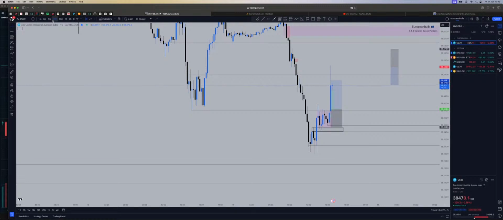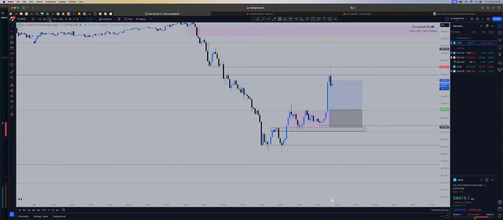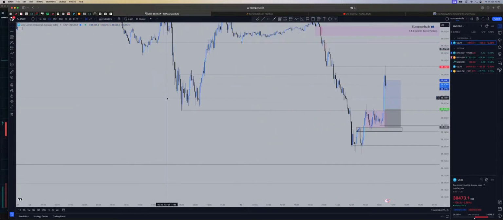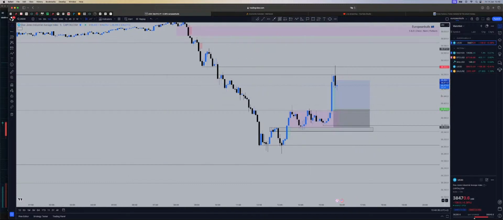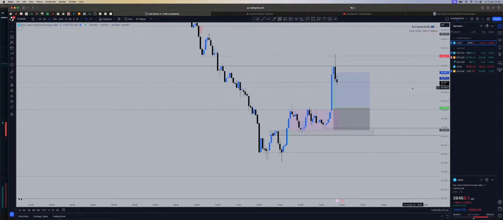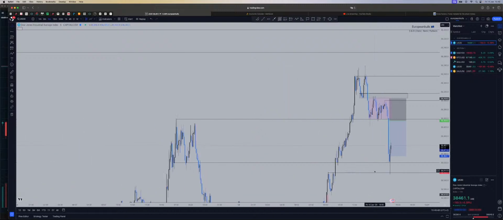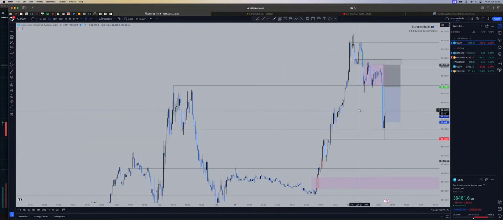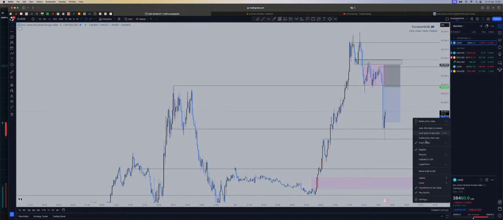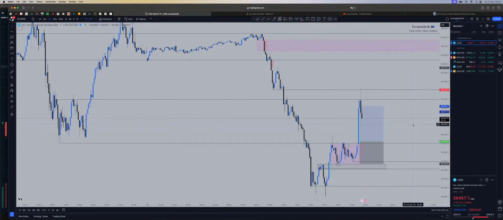Fifteen minutes closed bullish, but with a rejection from this area right here, from wick to wick. Let's invert the chart to get a better understanding. Not very clean for now.